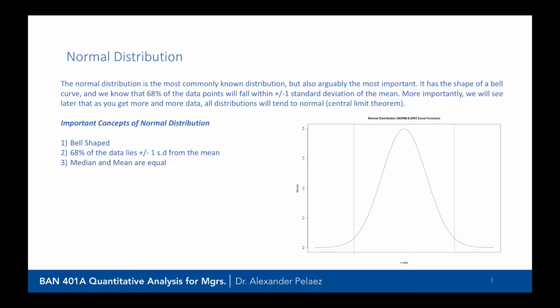More importantly, as you get more and more data, regardless of the distribution, according to something called the central limit theorem, you will tend to have a normal distribution. This is one of the things that's going to be easily seen when we look at the Poisson distribution. Some of the important concepts of the normal distribution are that it's bell-shaped, that 68% of the data lies within plus or minus 1 standard deviation from the mean, and that the median and mean are theoretically equal to each other, as well as the mode. That's more of a theoretical concept with statistical distributions.